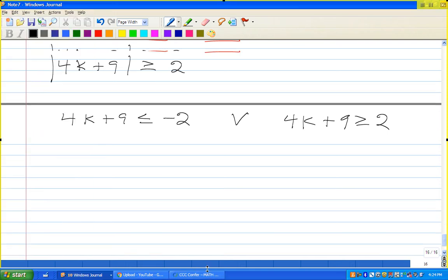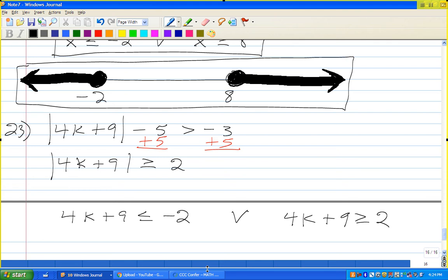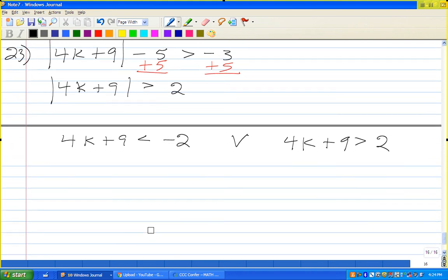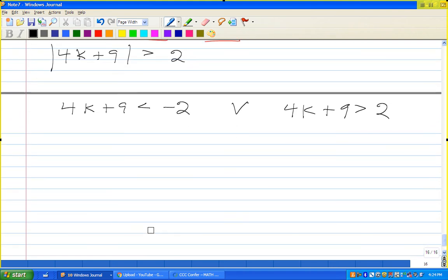Just greater? Oh, thank you. No equal sign. Okay, so this says that 4k plus 9 is less than negative 2 or greater than positive 2.